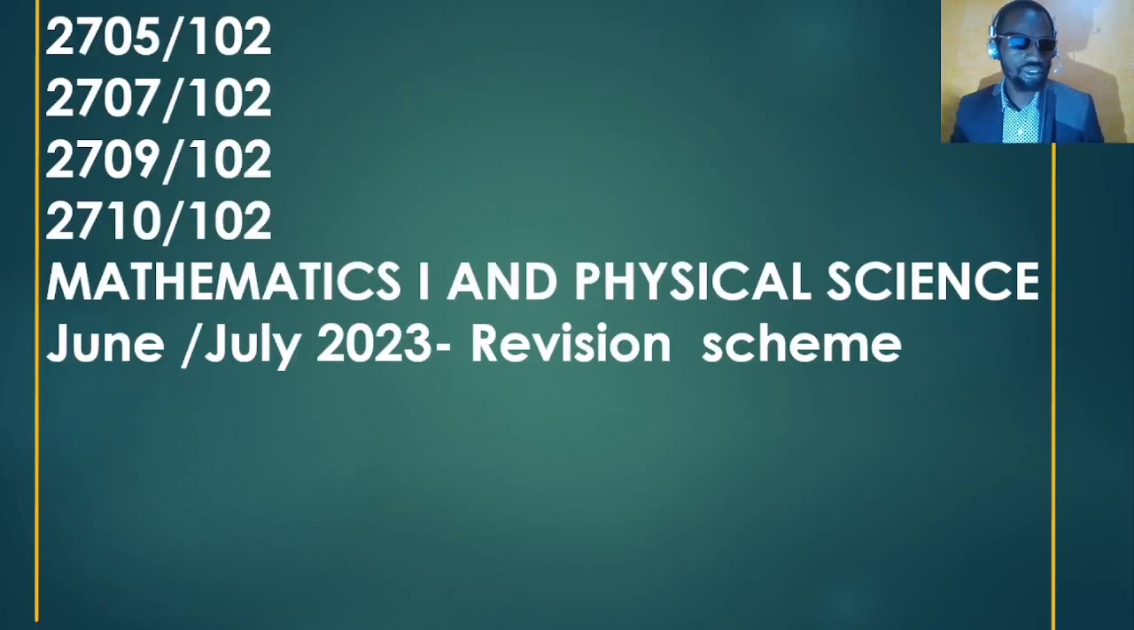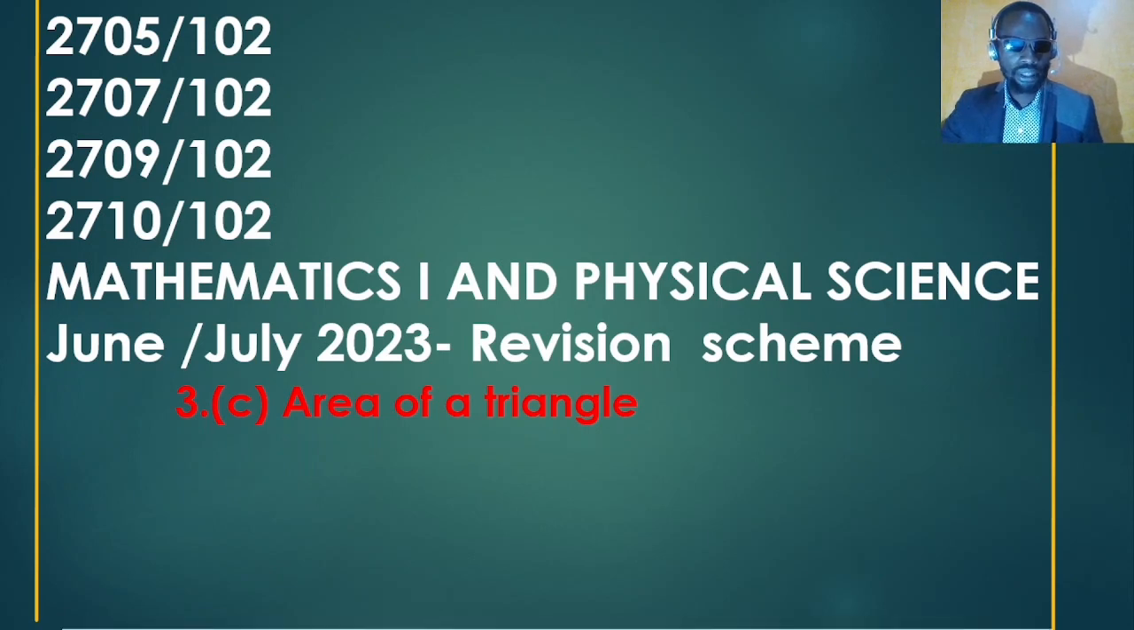My name is Christopher and today we are going to revise the paper that was done in June, July, Mathematics 1 and Physical Science. So we are currently on number 3A, and 3A requires us to get the area of a triangle. We have various ways of finding the area of a triangle, but particularly in this question we are going to apply the Heron's formula.